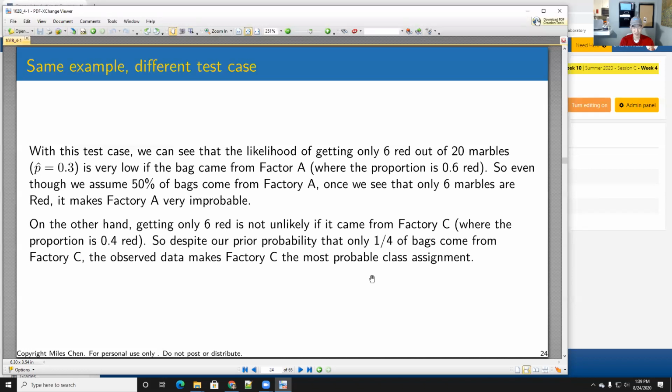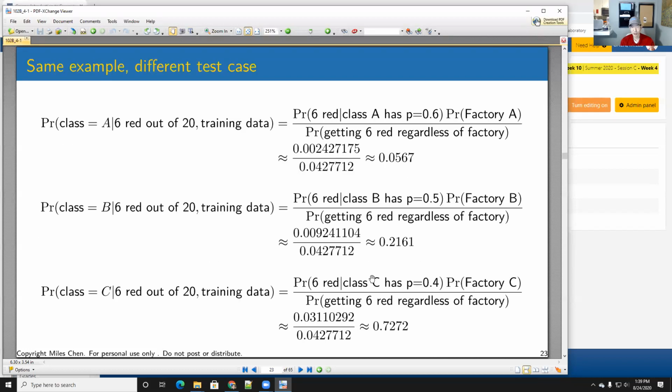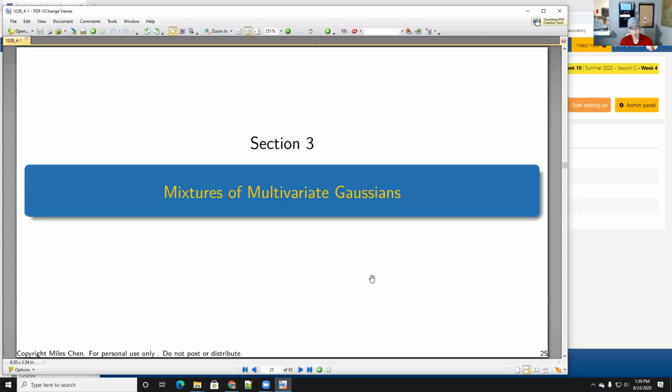All right, is this okay for the Bayes classifier? This is the working through here. Please make sure you understand this because this is going to form the foundation for what we do moving forward when we do mixtures of multivariate Gaussians.